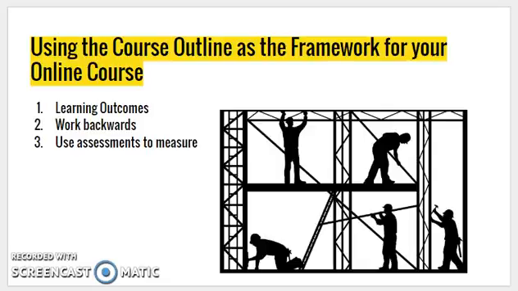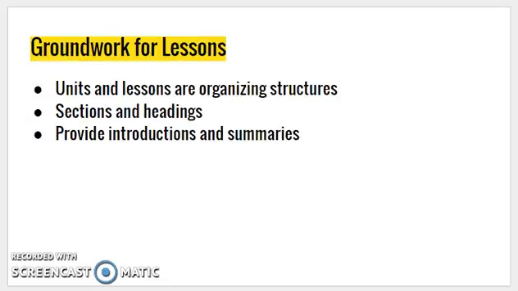Using the course outline as the framework for your online course. One, start with learning outcomes. Every unit of study will have a learning outcome. Two, work backwards to plan assessments. Build on students' skills to help them acquire knowledge. Three, use the assessment to measure student knowledge. Present the content for student success.